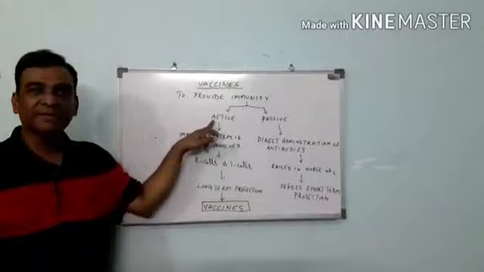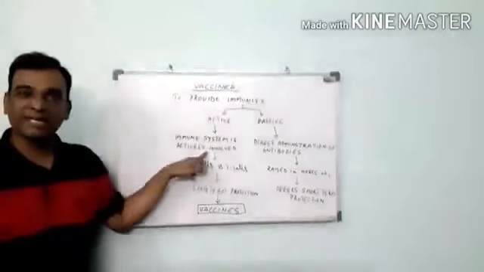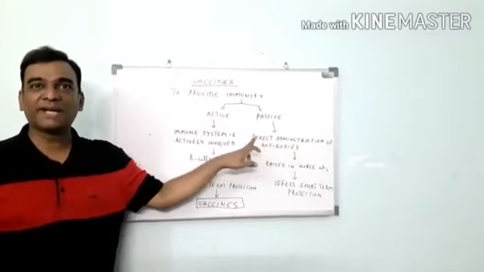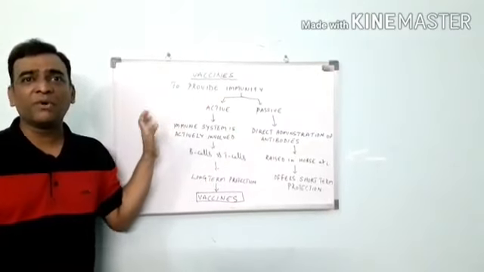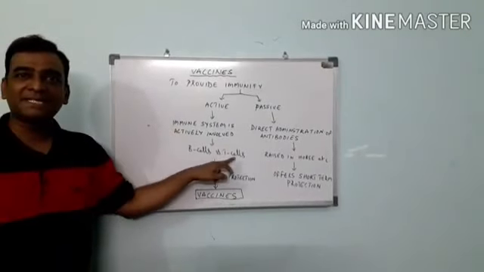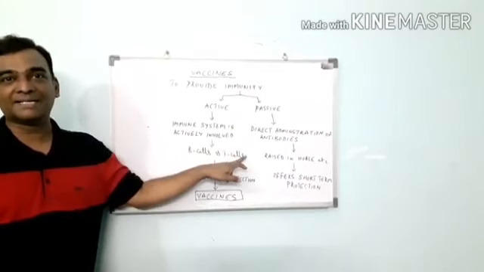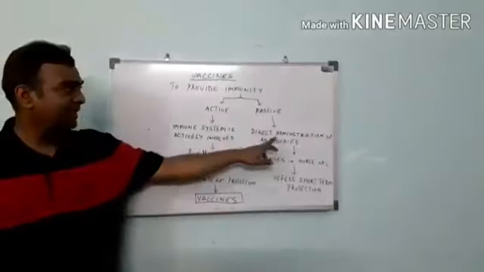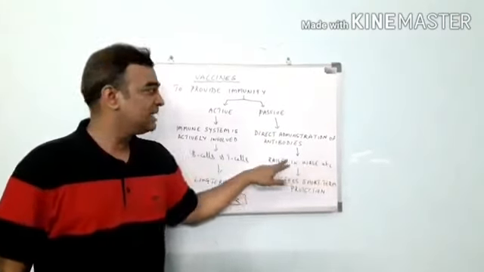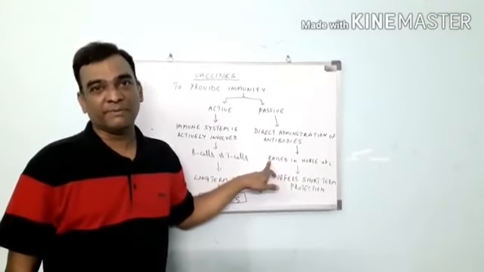In active immunity, as the name implies, our immune system is actively involved. Whereas in passive immunity, it is the direct administration of antibodies without the involvement of the immune system. In active immunity, our B cells and T cells react with the antigen and produce antibodies and cell-mediated immunity. Whereas in passive immunity, antibodies raised in horse or in other species will be administered directly to us in order to get a state of immunity.